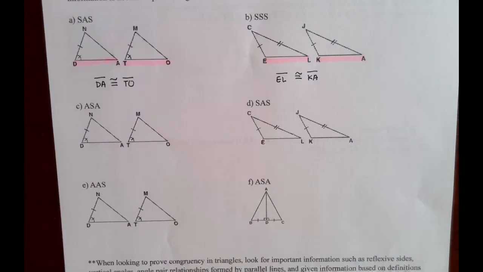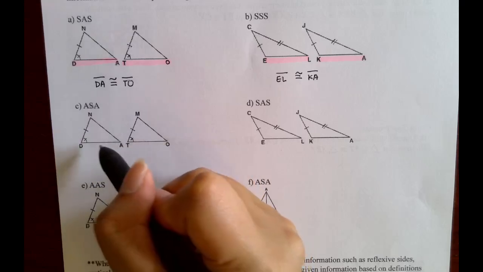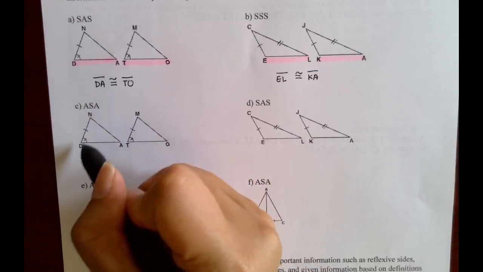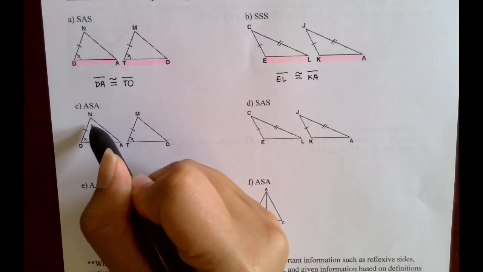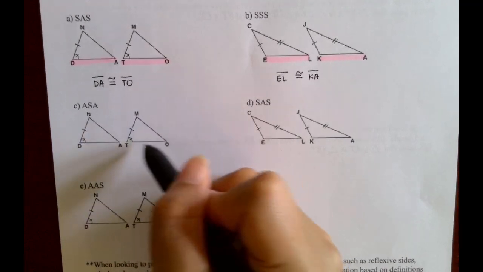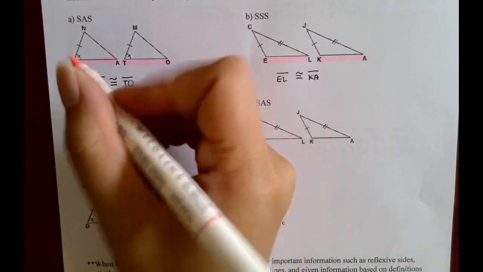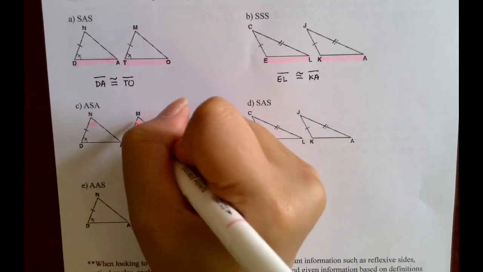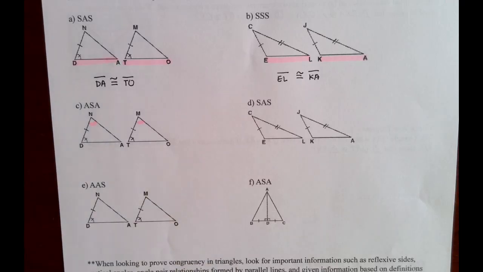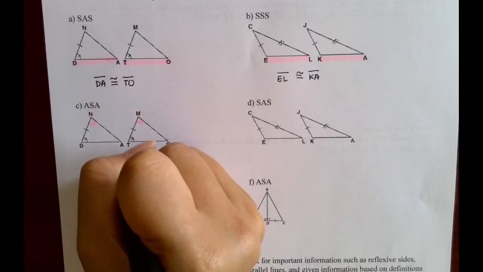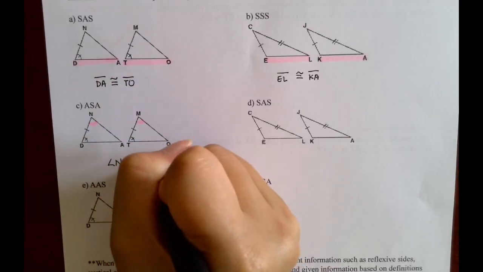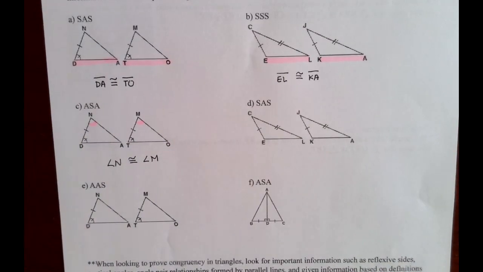Okay. So here we have angle, side, angle. Note that the side is in between, so it's going to be angle, side, and it has to be this angle here. Angle, side, this angle here. And so what I'm missing is it telling me that angle N is congruent to angle M.